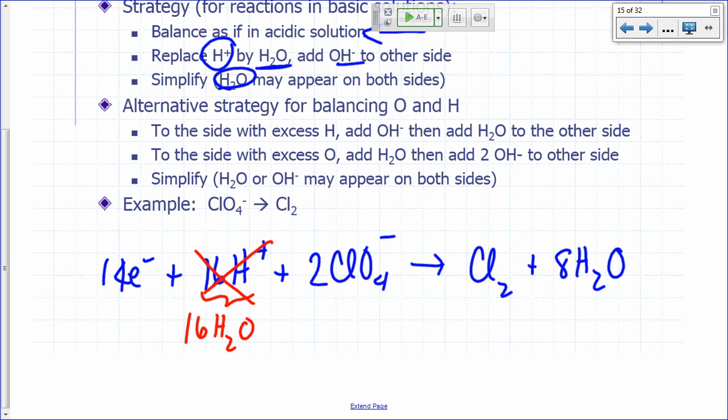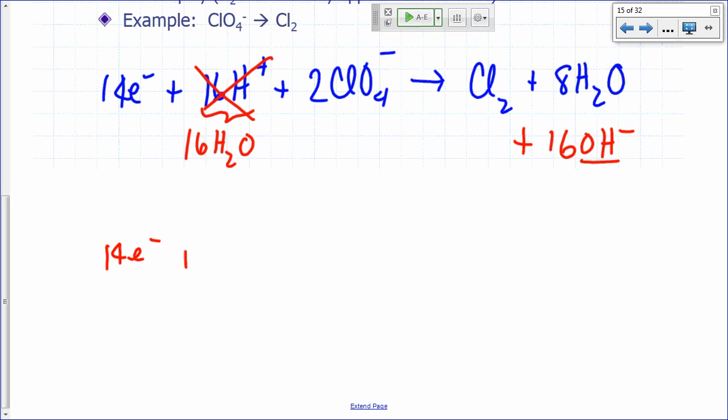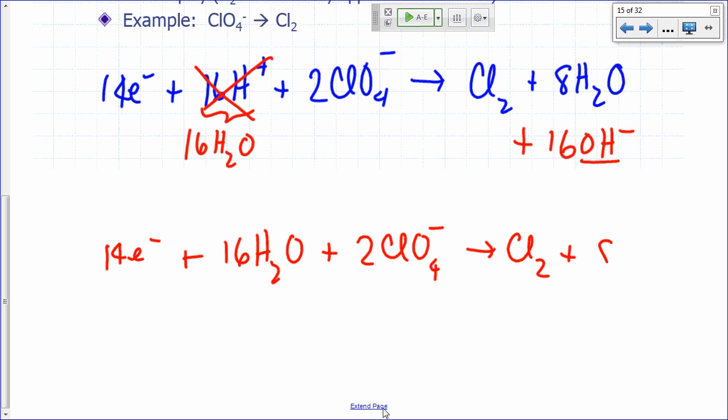And then every H+ that I replace with a water, in essence, what did I do to my H+ to change it to a water? I combine it with a hydroxide, right? So if I had 16 of these H+s combined with hydroxides to make water, then I have to add 16 hydroxides to the other side. Okay? And so my balanced half reaction in basic solution would be 14 electrons plus 16 H2O plus 2 perchlorates yields Cl2 plus 8 H2O plus 16 hydroxides.